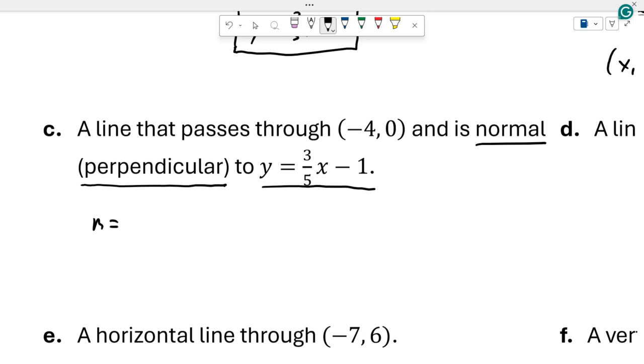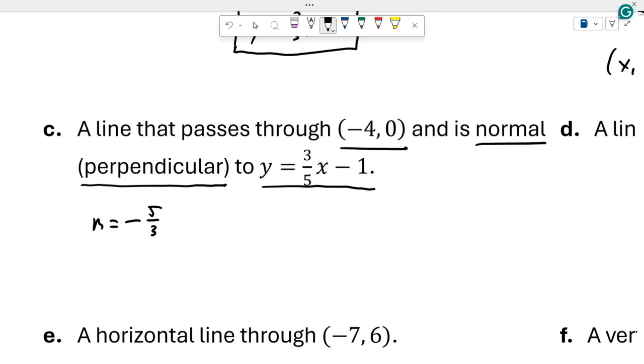The slope of the line that we're trying to find, therefore, I'm going to change the sign. It was positive, so the perpendicular slope is going to be negative. And then it's also the reciprocal. So the original slope was 3/5, which means the perpendicular slope is going to be -5/3. Again, I changed the sign and I flipped the fraction. So that is the slope of the line that we want.